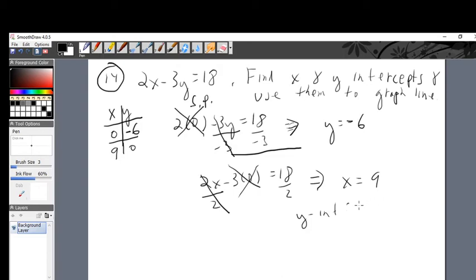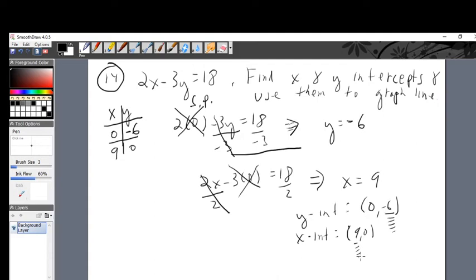Y-intercept is 0, negative 6. And they may just want this. Alex might just want the negative 6. It probably does. Doesn't really care about the 0 many times. The x-intercept, we'll write it fully for the moment, is 9, 0. And Alex might just want you to say 9.